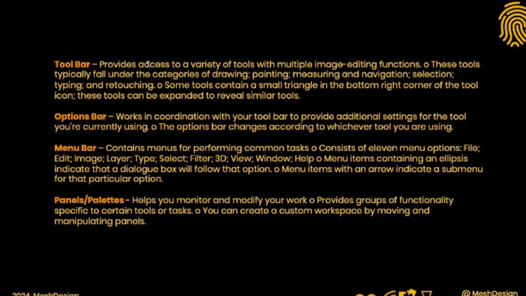You'll find typing tools, retouch tools, selection tools, navigation tools, measuring tools, and painting tools like the brush tool, and drawing tools like the pen tool, selection tools like the quick selection, typing like the text tool, retouch like the smooth tool. So you find these tools on the toolbar. Again, there's a small triangle there that reveals similar tools, we'll talk about that.